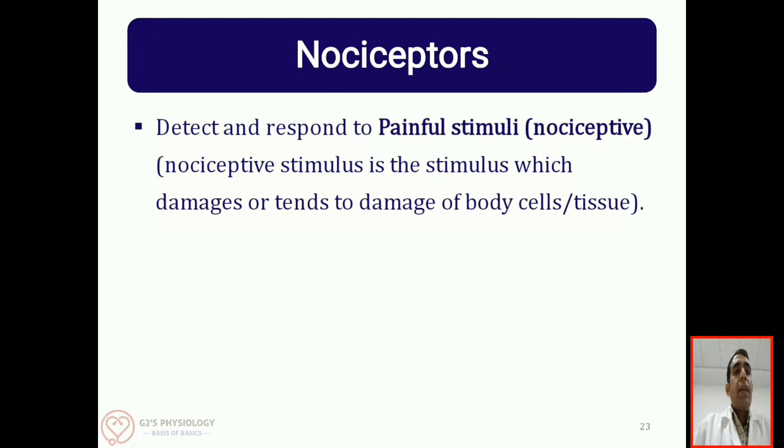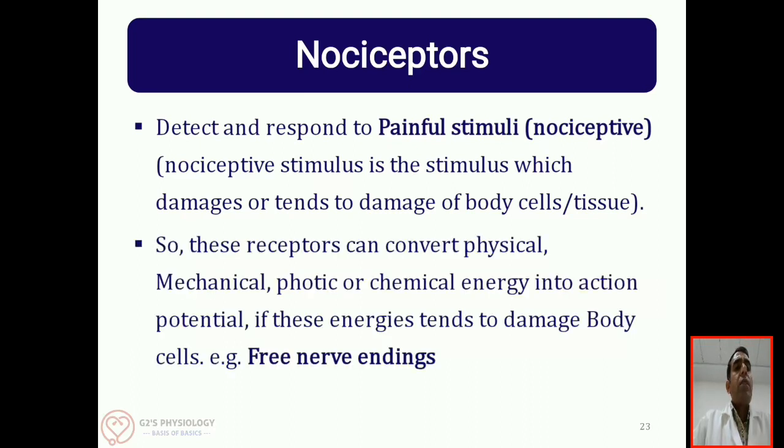Nociceptors, I told you earlier, are stimulated by the noxious stimulus, so they detect and respond to pain. The noxious stimulus is always painful because it tends to damage the tissue. So any stimulus that can damage tissue and produce pain is called a noxious stimulus, and it is recognized by the receptor called the nociceptor. This receptor can convert physical, mechanical, photic or chemical energy into action potential if these energies tend to damage the body cells. An example is the free nerve endings.